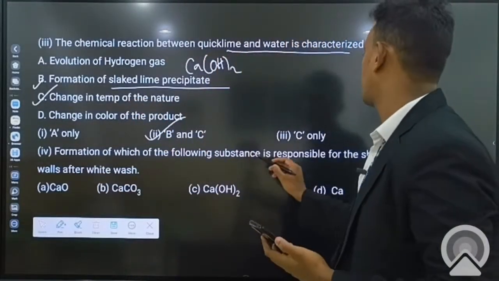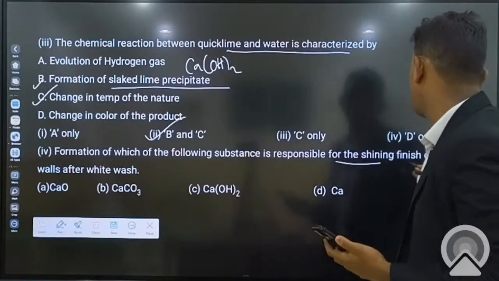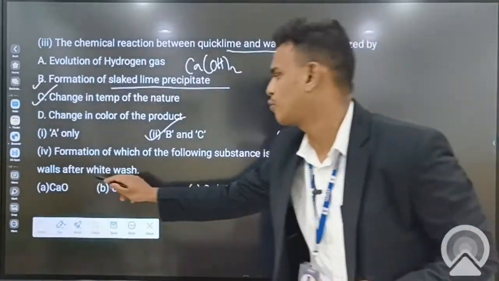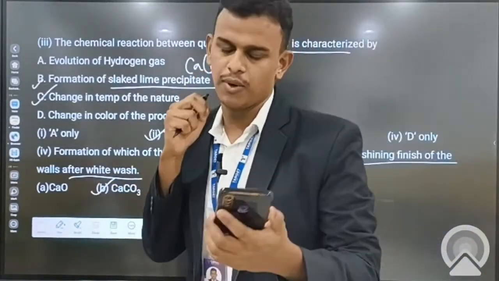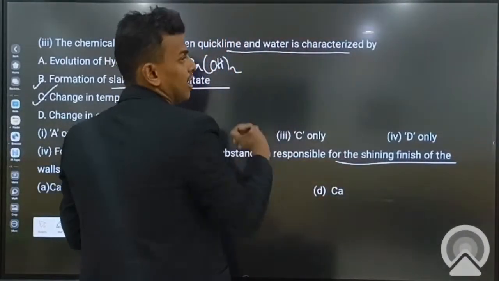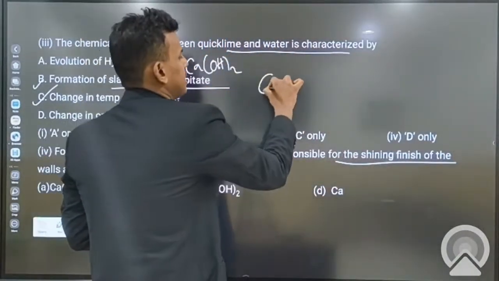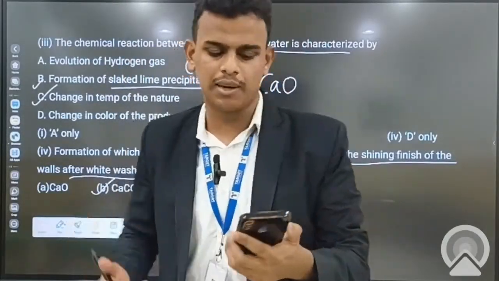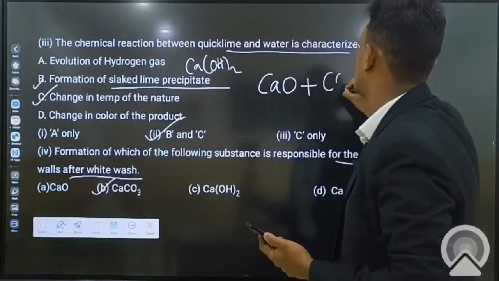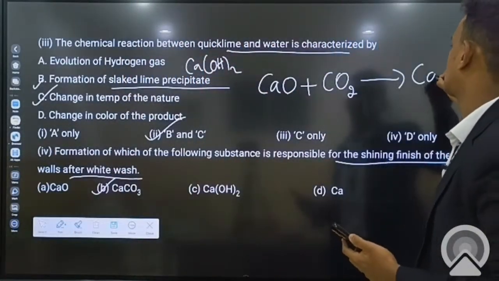Formation of which of the following substances is responsible for the shining finish of the walls after whitewash? So it is CaCO3. I will explain it to you. So we know during whitewash we use CaO, right? Due to the presence of carbon dioxide in our atmosphere, it will react with CO2 and form CaCO3.